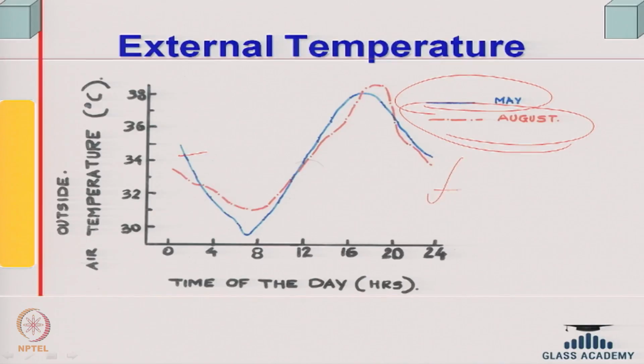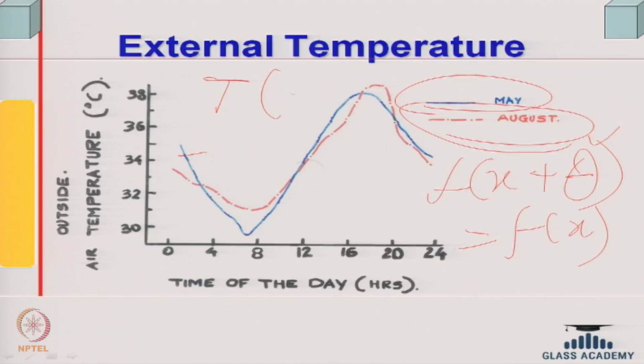For example, a function f(x plus theta) is equal to f(x), then it is periodic. Theta is what is called the time period. So, in our case, the temperature at any time t, say 8 am, plus 24 is equal to the temperature at t. So, today 8 am and tomorrow 8 am would be similar. There are some variations, not exact, but usually it is periodic.